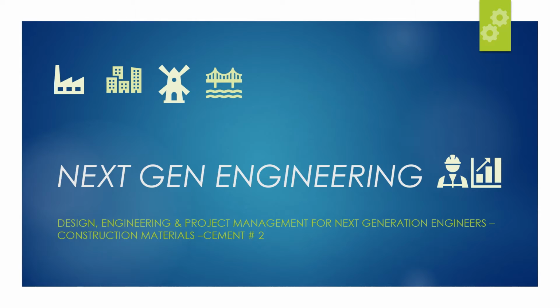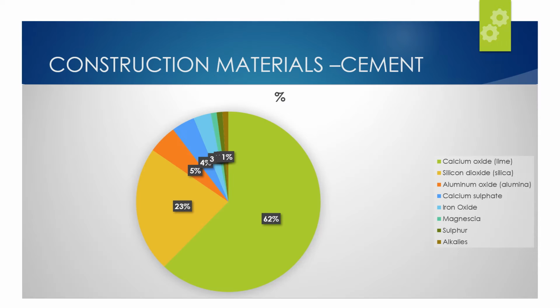We would like to continue on cement. In our last video, we talked about the composition of cement and the basic definition of cement. In today's video, we are going to talk about the functions of the constituents of cement. Let's start with a quick recap. The major constituent of cement is calcium oxide, the percentage is 62. Then silicon dioxide or silica, 23%, aluminum oxide (alumina), calcium sulfate, iron oxide, magnesia, sulfur, and alkalis. So let's have a look at their functionalities.